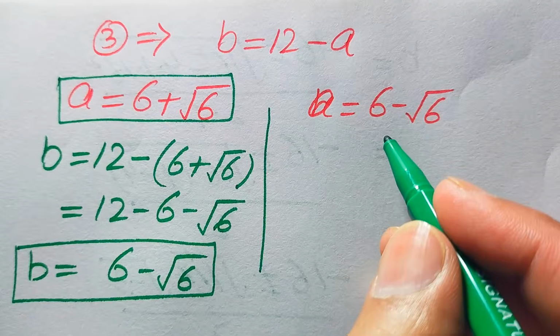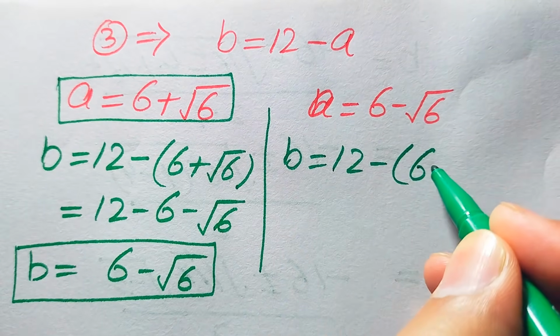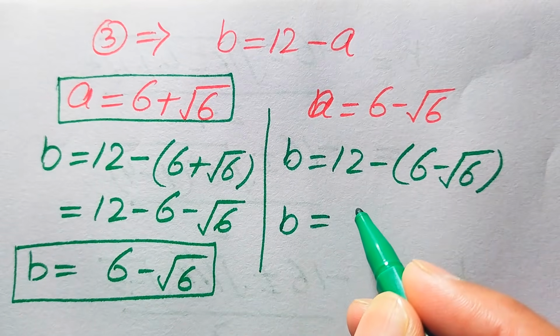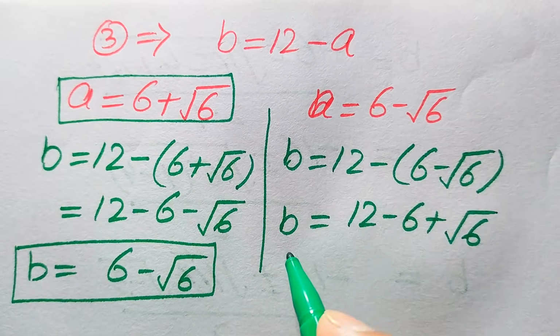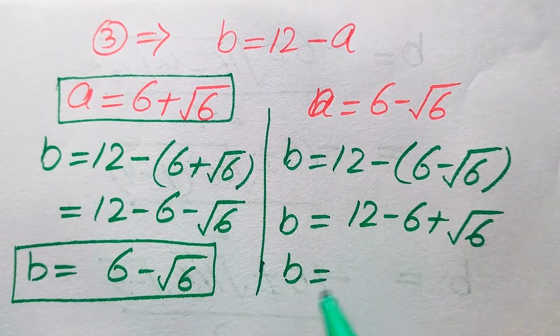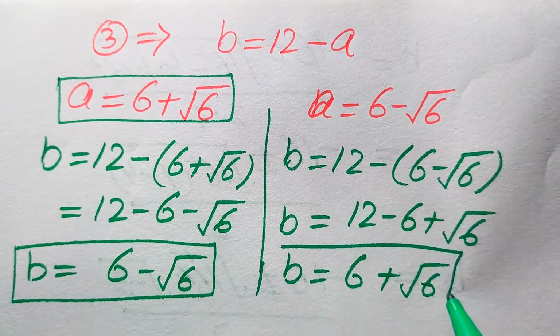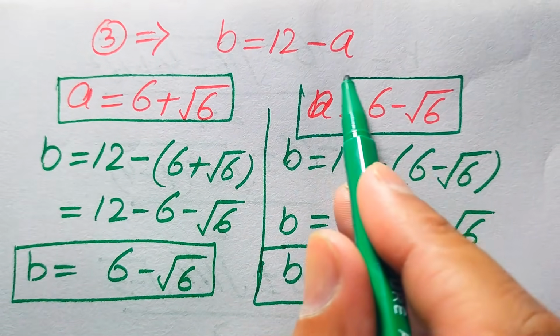In the same pattern, we put this value here, and it becomes b equals 12 minus a. This is 6 minus square root of 6, and we get b equals 12 minus 6 plus square root of 6, and we easily get the value of b equals 6 plus square root of 6. So this is the value of b corresponding to this value of a.